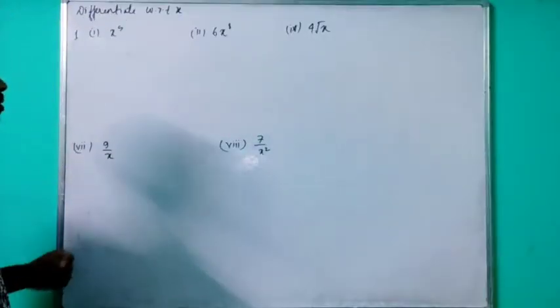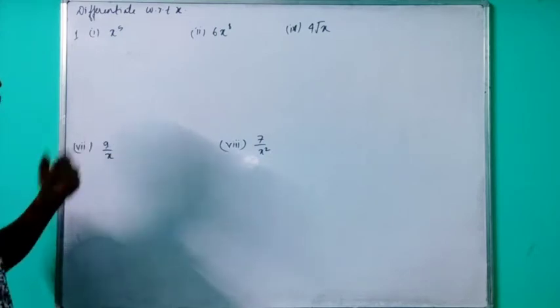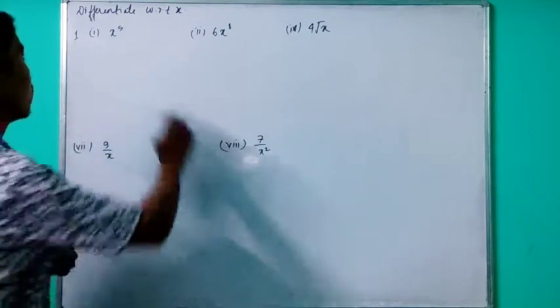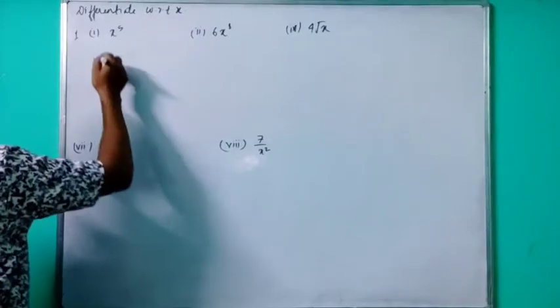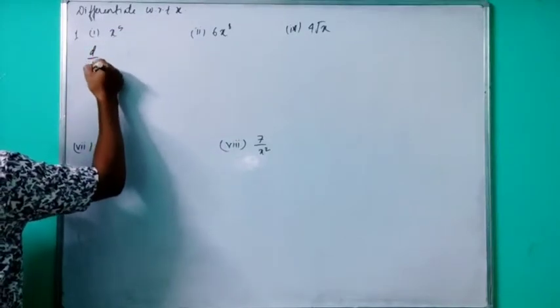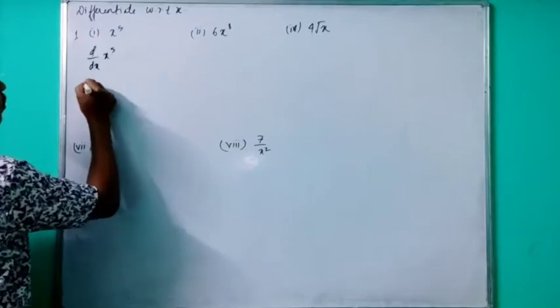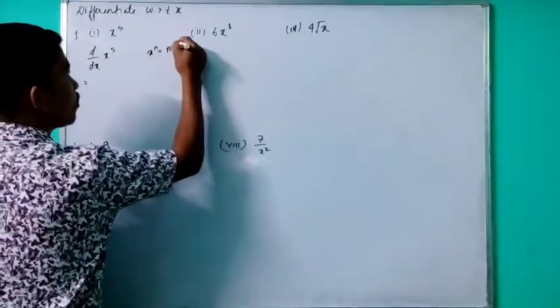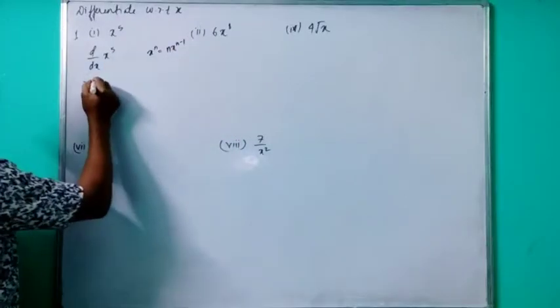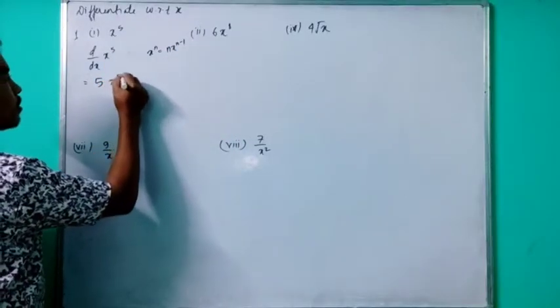Here I have taken a few of the questions of the exercise which are very simple to solve. Like the first one, find the derivative of x to the power 5 with respect to x. So what we do, we start with, therefore d by dx of x to the power 5 will be equal to, what is the formula? The derivative of x to the power n is equal to n into x to the power n minus 1. So here the value of n is equal to 5, so x to the power 5 minus 1.